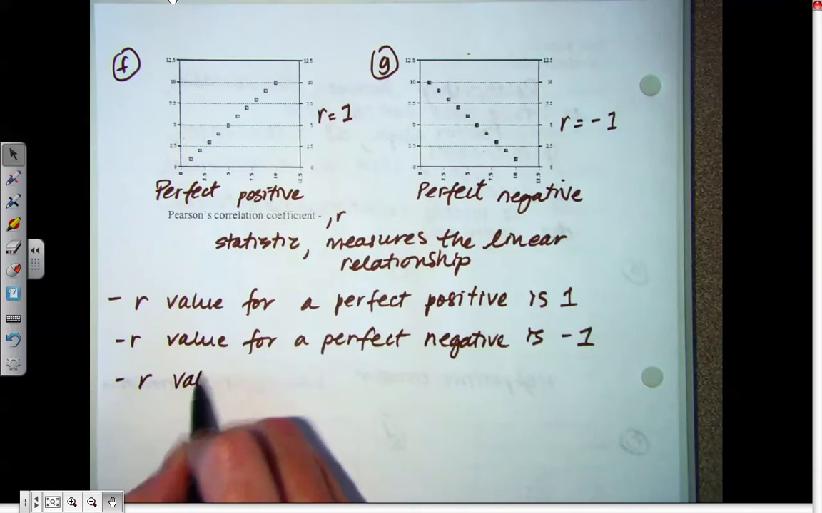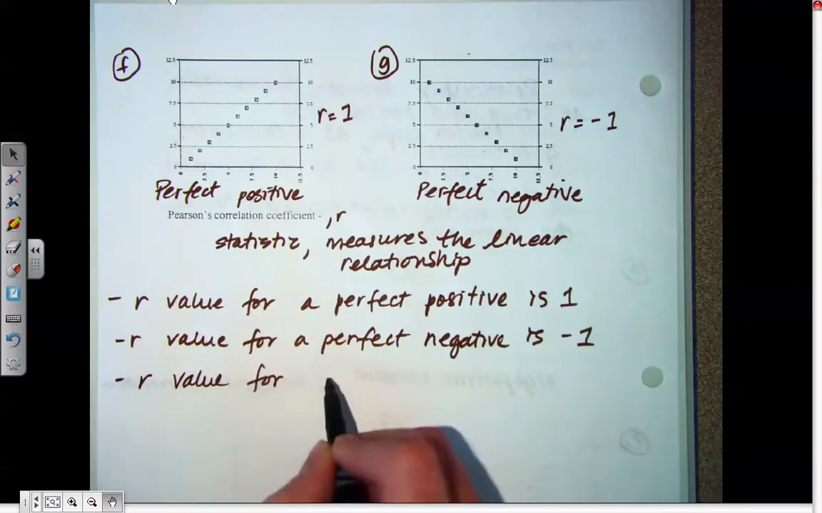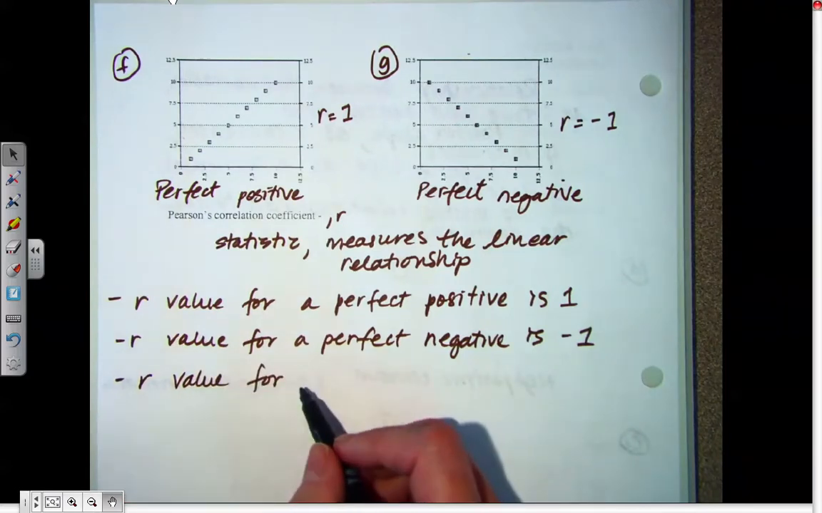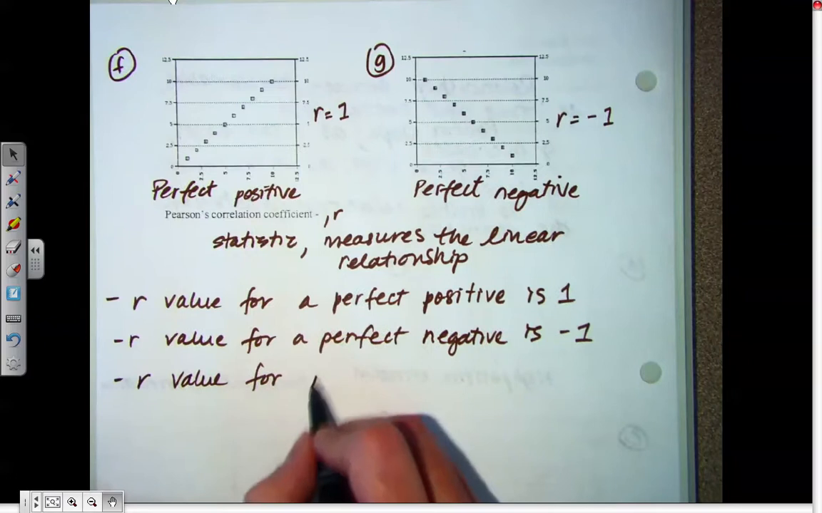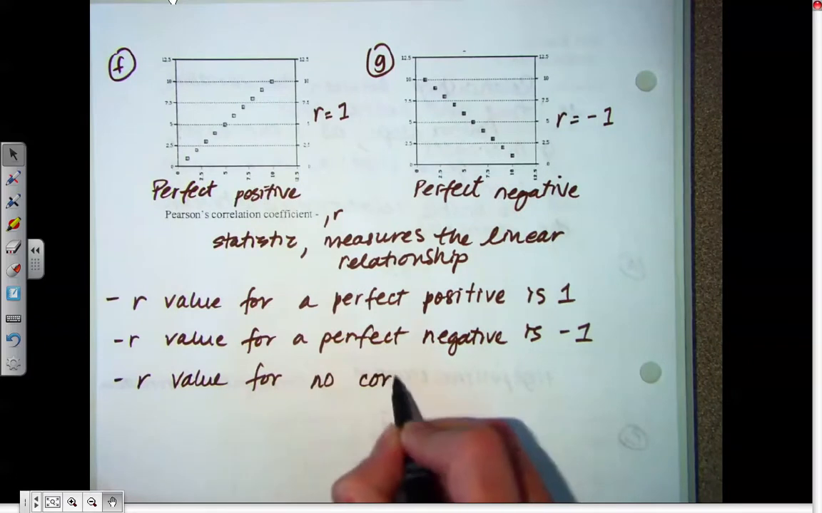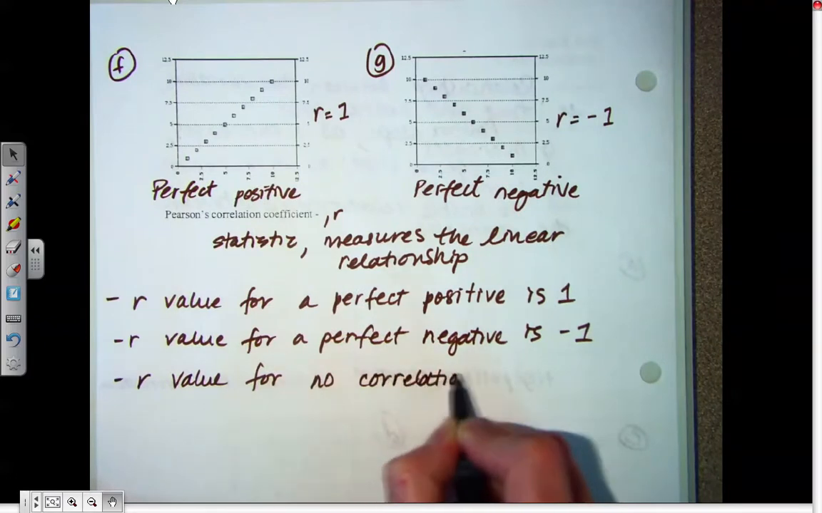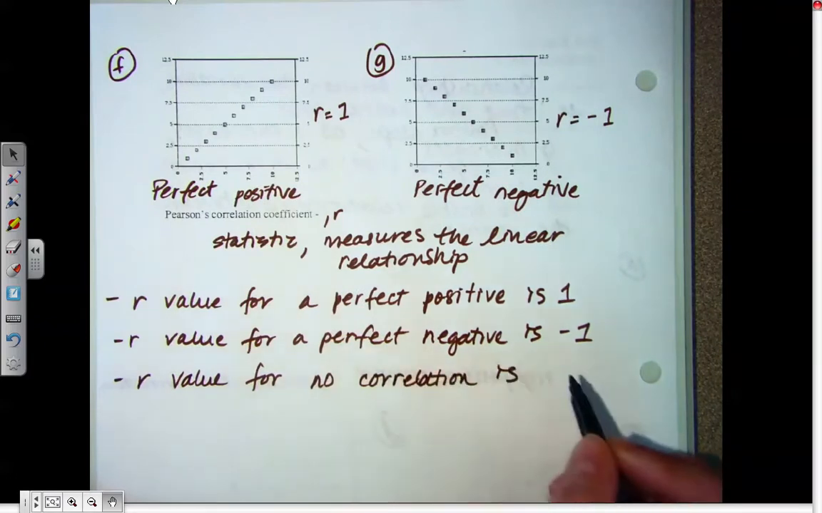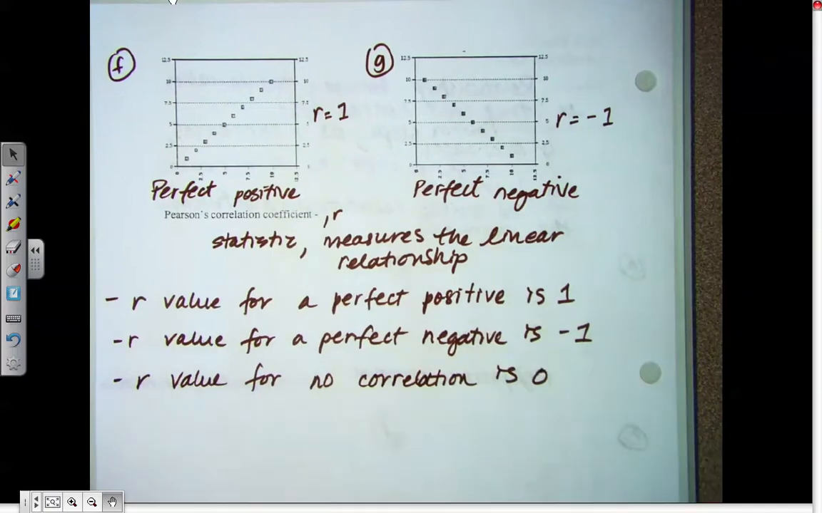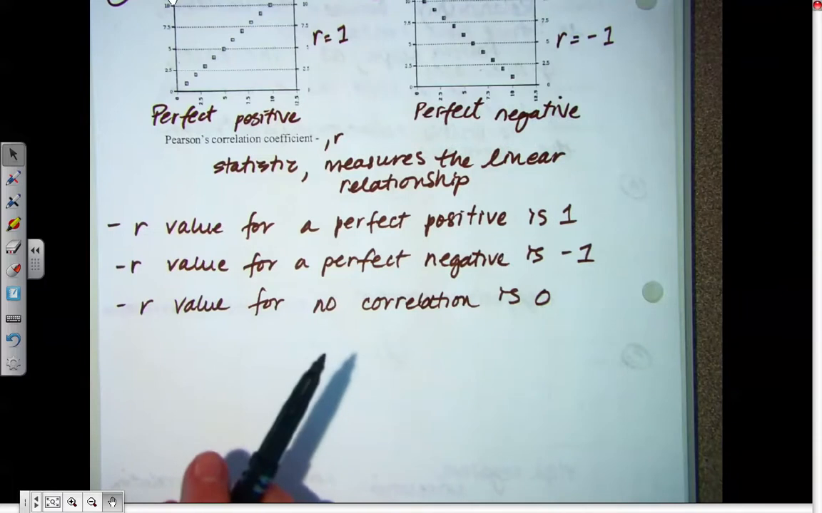The R value for no correlation is 0. So what's the range of values? Negative 1 to 1. Very nice.